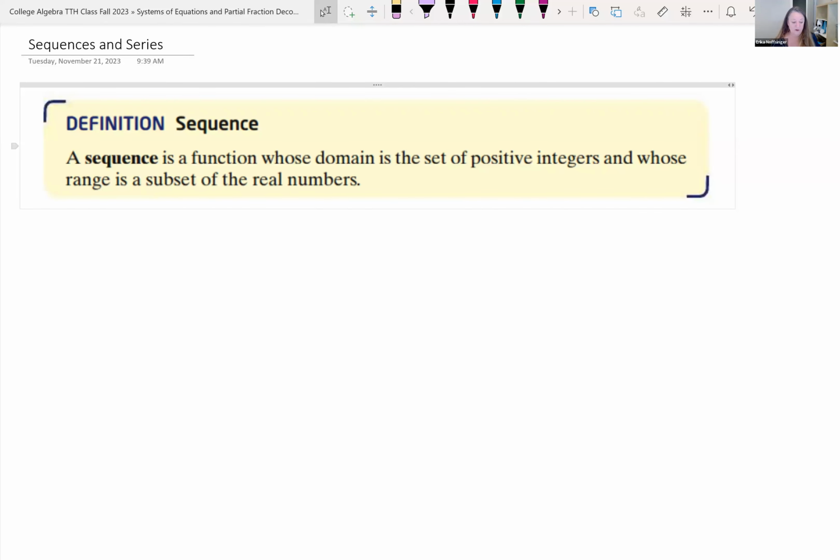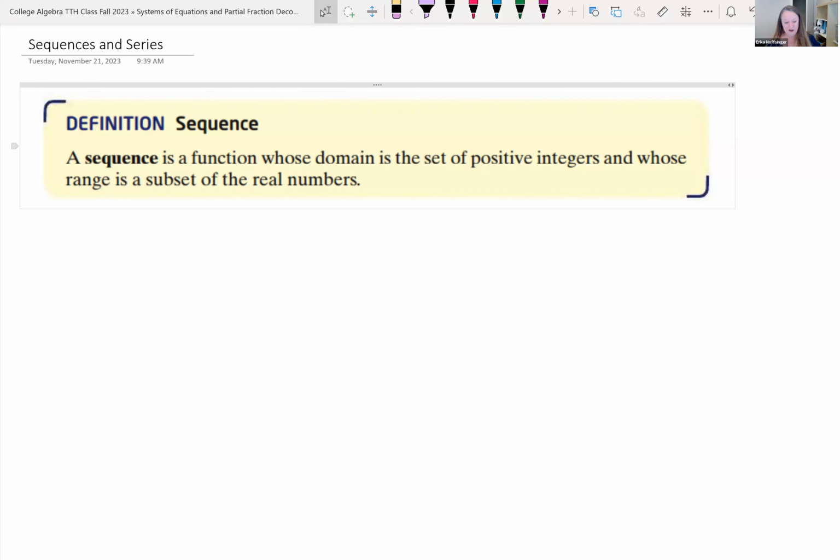Okay, so in this video, we're quickly going to just introduce sequences. Probably won't get a chance to look at series, but I want you to get a feeling and a start of this. So right now we have a definition of sequence in front of us. A sequence is a function whose domain is a set of positive integers. Okay, so positive integers 1, 2, 3, 4, 5, etc., whose range is a subset of real numbers.